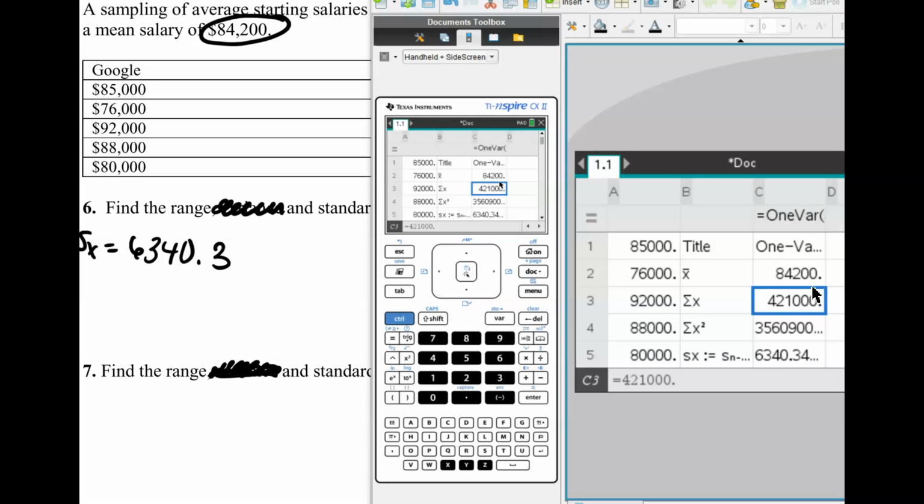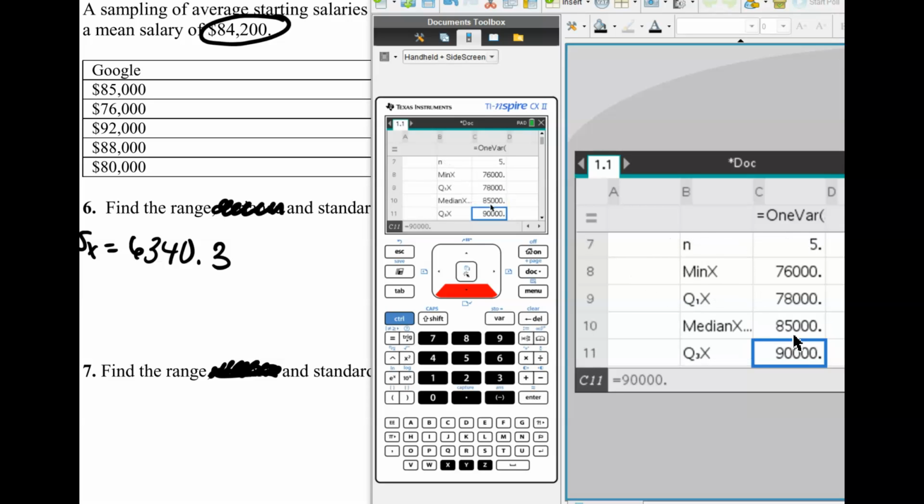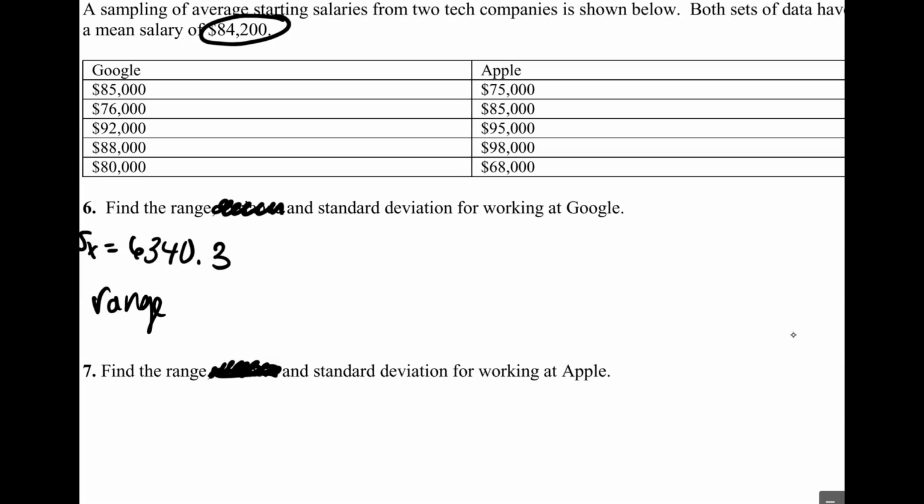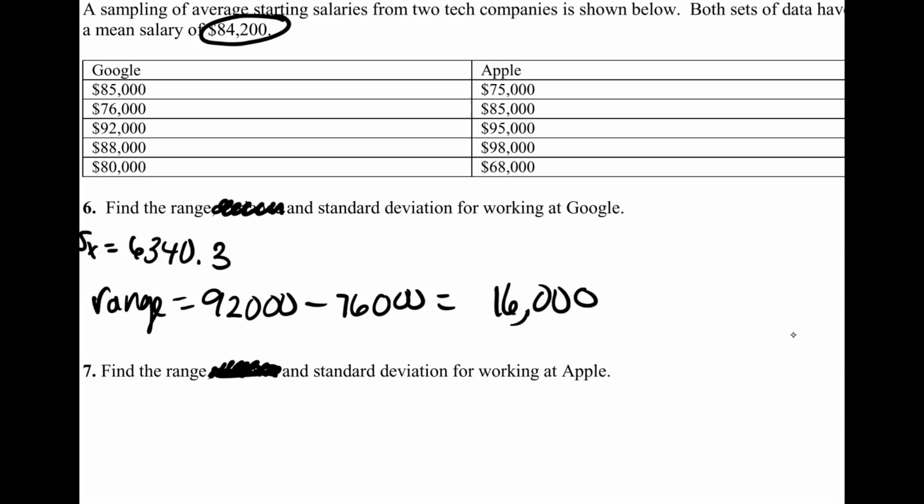Yep. So we need the range. I have to go down to my max and my min. How do you find range? Max minus min. 92,000 minus 76,000 is going to be 16,000? Yeah. Is that it? Okay. 92,000 minus 76,000 is 16,000. Okay, well, range isn't as useful, but that's a big range.